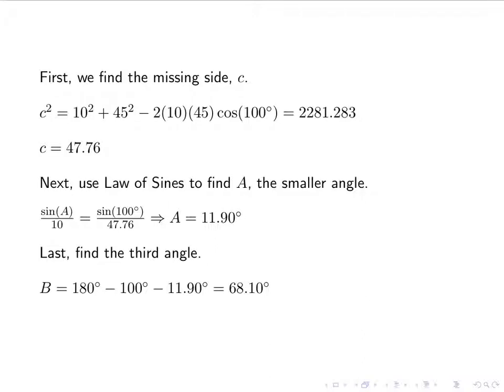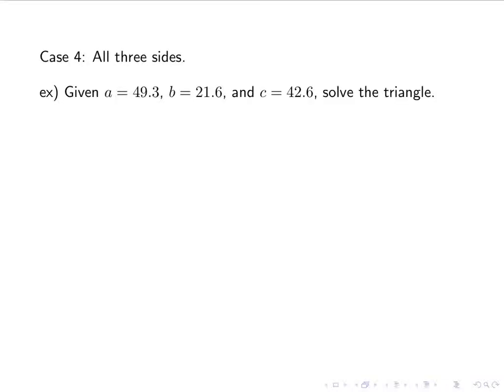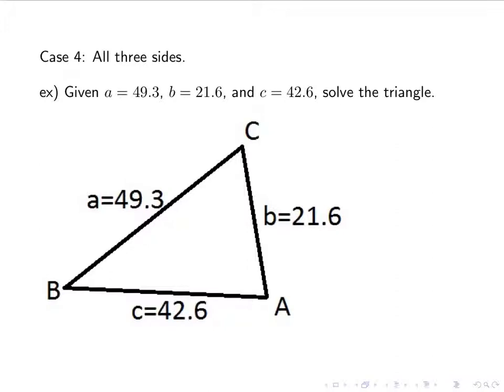Next, we're going to look at case 4. So case 4 is we're given all three sides. As an example, we're given that A is 49.3, B is 21.6, and C is 42.6. Again, here is just a basic rendering of what the triangle could look like.